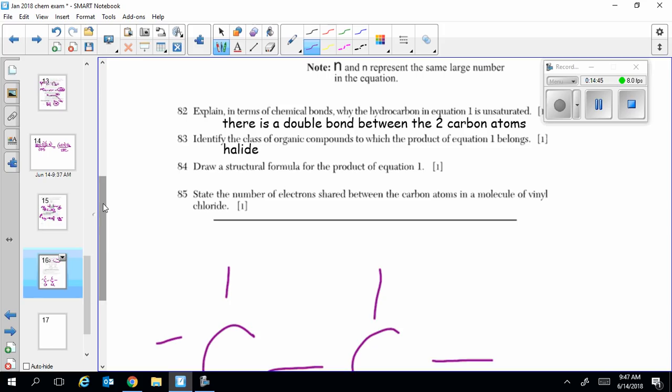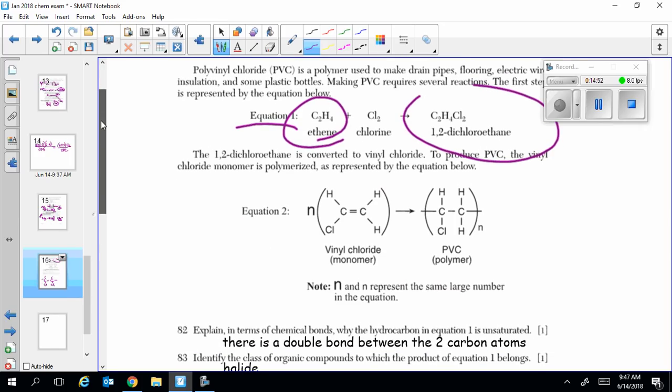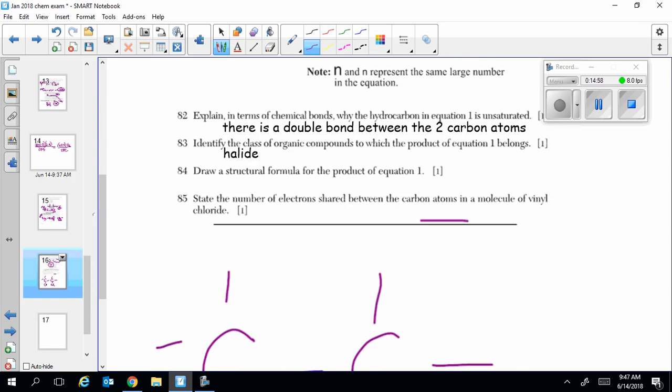And then the last question, state the number of electrons shared between the carbon atoms in a molecule of vinyl chloride. So I go up here, vinyl chloride is right here. There's a double bond. So a double bond is 1, 2, 3, 4 electrons being shared. So the number of electrons shared would be 4.